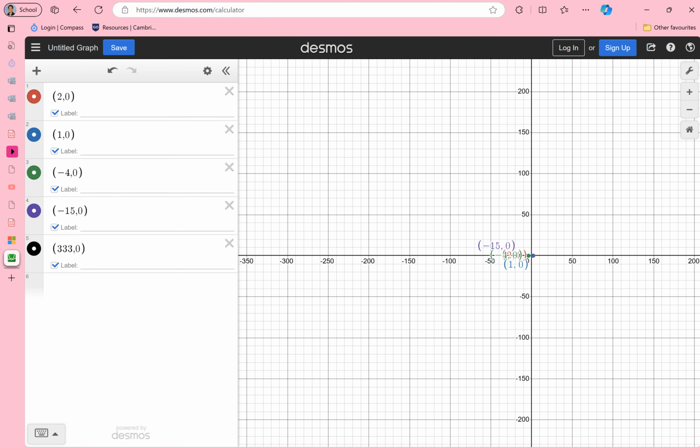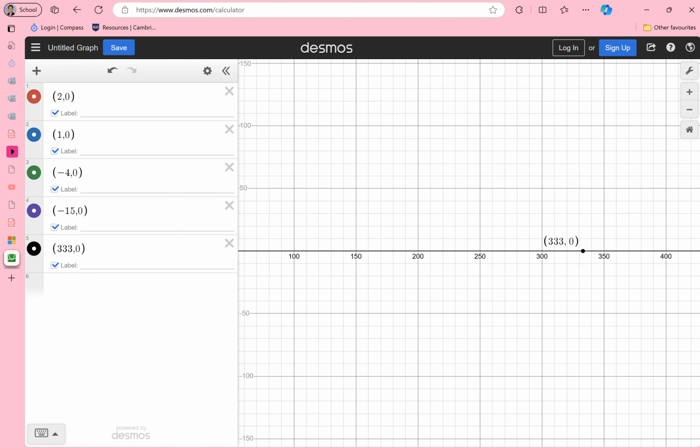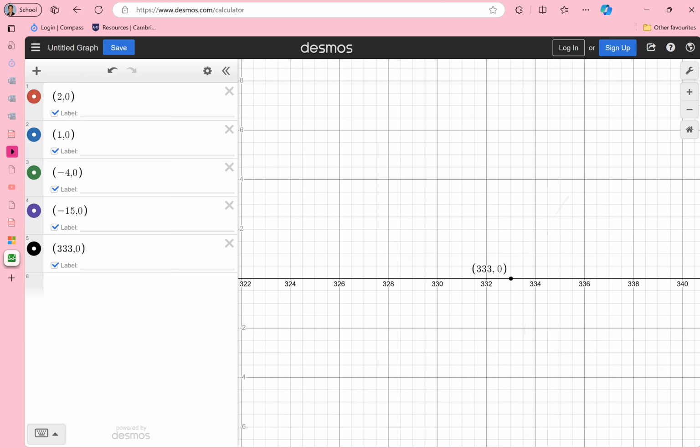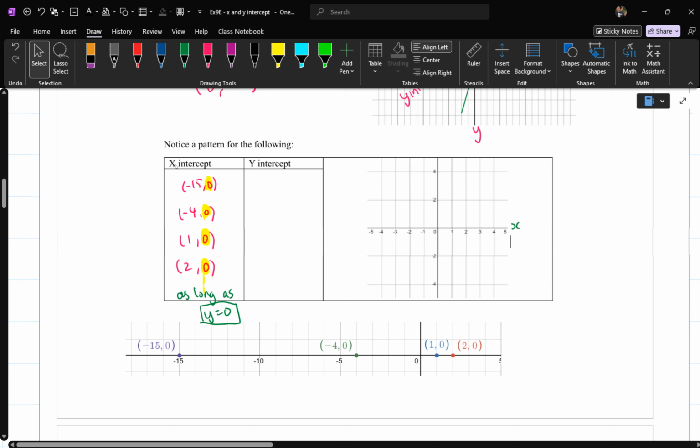333 should be over this side, actually. There you go. 333, and you can see it sits exactly on the x-axis right there. Okay, so it actually doesn't matter what the x number is. It only matters that the y coordinate is 0, and it will sit on the x-axis. So every time you want to find the x-intercept, you know the one fact: y must equal 0. Okay, write that down.